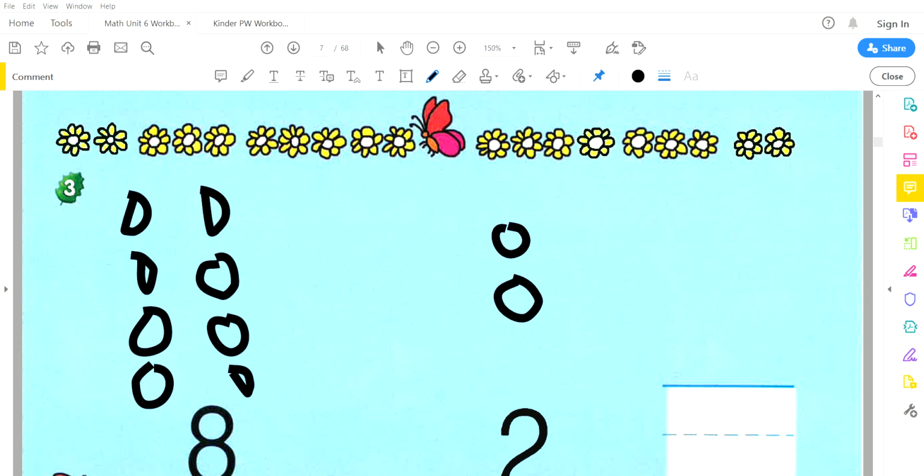Let's count to see how many there are in all. I see 8 and 2 more. I'm going to say my first number, 8, and then I'm going to count on 8, 9, 10. There are 10 circles in all. Would you please write a 10 on the handwriting line? Great job. Go ahead and turn your page and flip your packet.